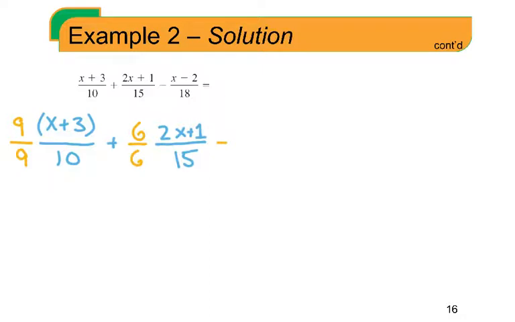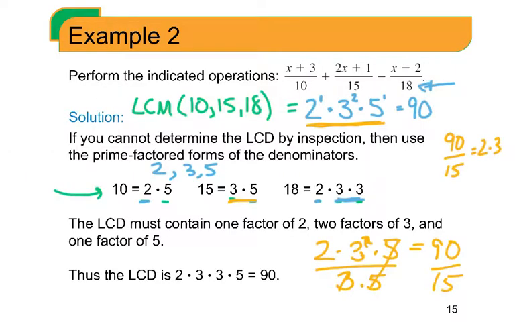Then I have 18. How do I turn 18 into 90? Let's see.